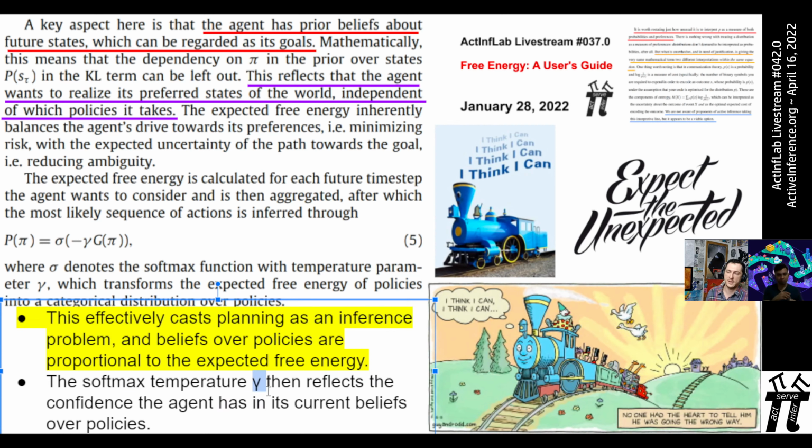And so that gamma reflects the confidence that the agent has in current beliefs over policies. When there's a lot of confidence, then the best expected policy is selected always. When there's low confidence, then it's not taken into account as much. And that's, of course, fun to think about in the context of expecting the unexpected. I think I can. And then it says on the bottom right, no one had the heart to tell him he was going the wrong way. So one can think they can and be acting consistent with their model, and going the wrong way relative to what? So there's a lot there that connects the math to some broader questions that we all have. What do you think? Yeah, totally agree. And the meme really brings the point home. So yeah, let's go to the next one.